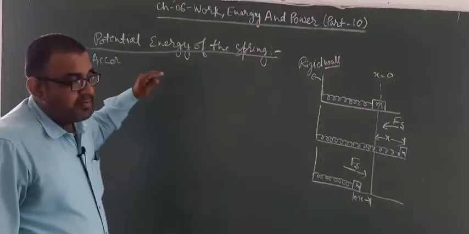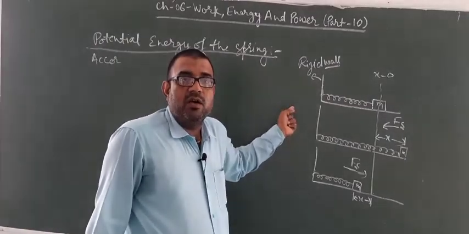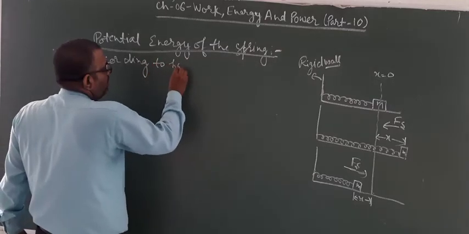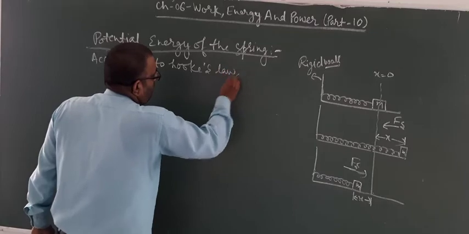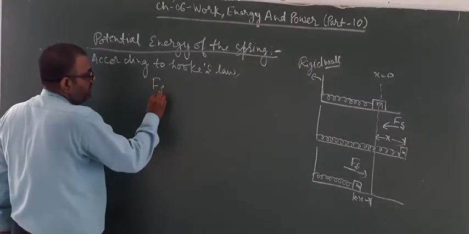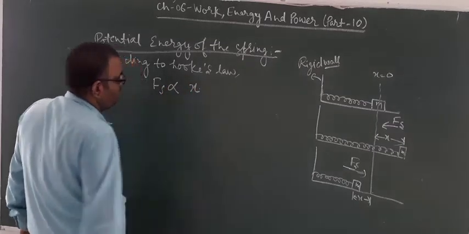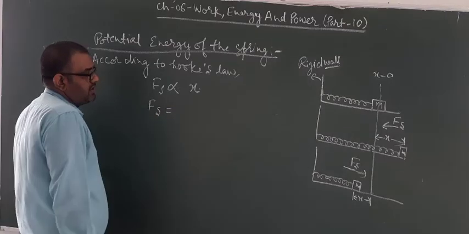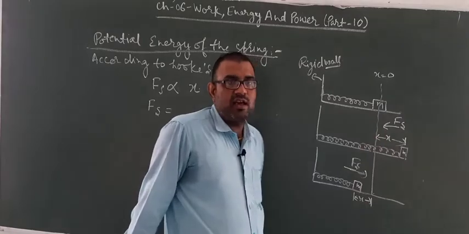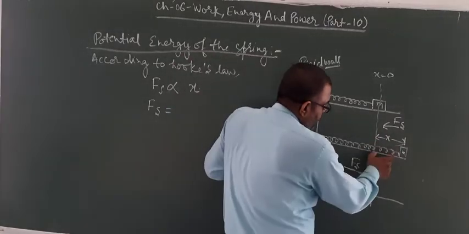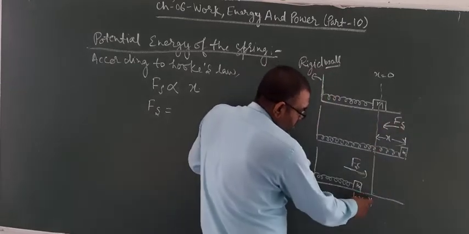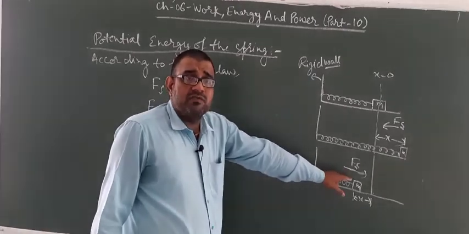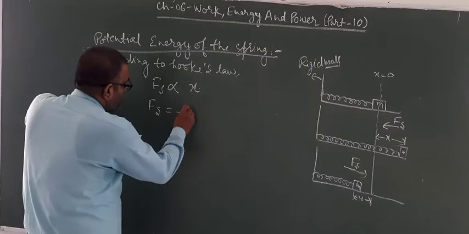According to Hooke's law, the spring force is directly proportional to the compression or elongation of the spring. Hooke's law says that the spring force Fs is directly proportional to x. Fs is acting opposite to the compression or elongation. Look here, elongation is in this direction, so Fs is acting in this direction. Here compression is in this direction, so Fs is acting in this direction. So the spring force Fs is acting in the opposite direction of compression or elongation. So Fs can be written as minus Kx.